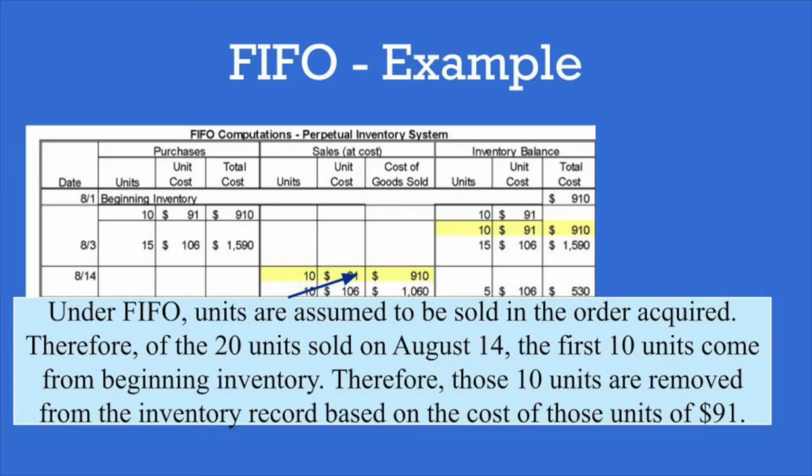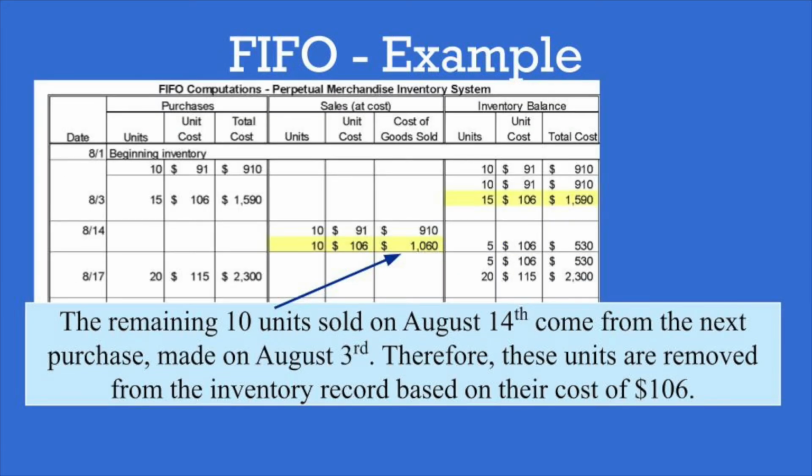So someone comes in on the 14th of August and they say, I want to buy 20 units. So we look at our inventory and we say, okay, we've got 25 units on the shelf here. And for the purposes of accounting, we know that 10 of those units, the first 10, which we're going to sell first, are valued at $91 each. The second 10 are of the group of 15 that were bought earlier on in August for $106 each. So we're going to sell 10 of them that cost us $91 each, and we're going to sell 10 of them that cost $106 each.